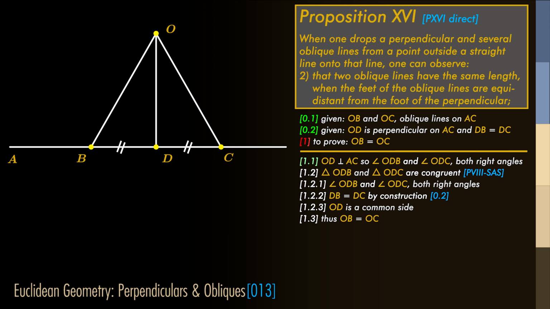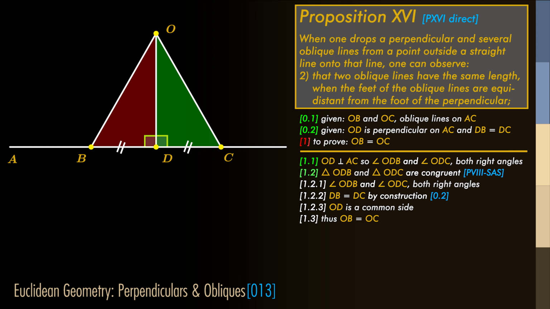OD is a perpendicular, so the angles in D are right angles. Thus, the triangles ODB and ODC are congruent triangles according to the SAS case, because we have equal included angles between equal sides. Therefore, OB equals OC as other elements of those triangles.